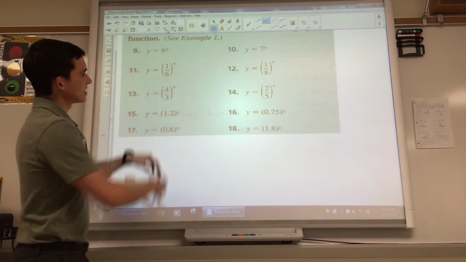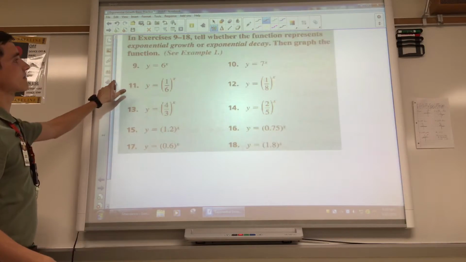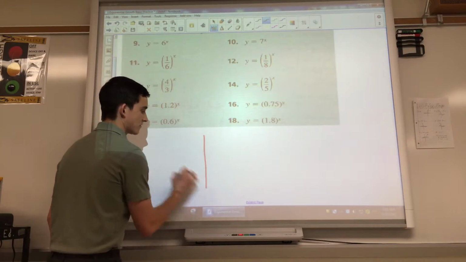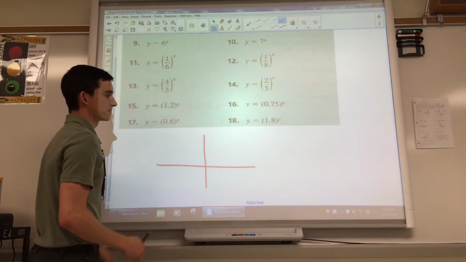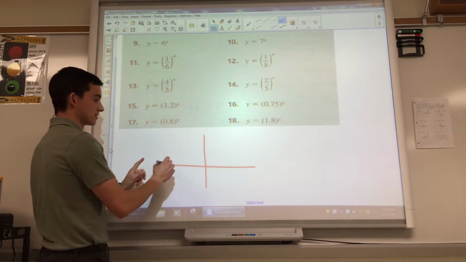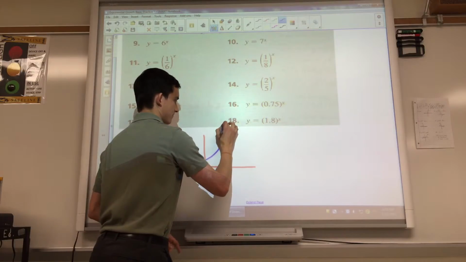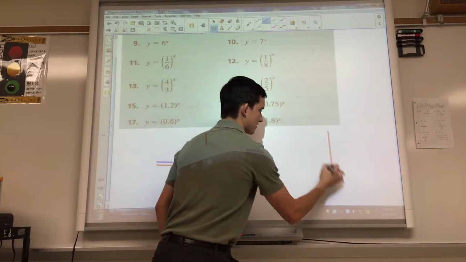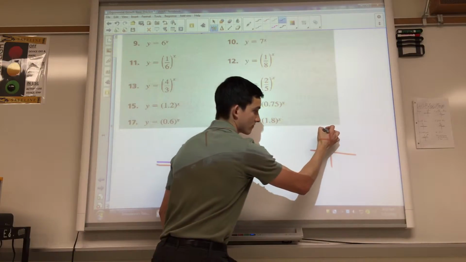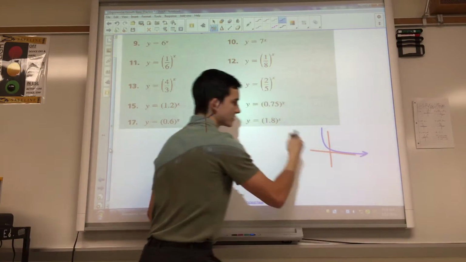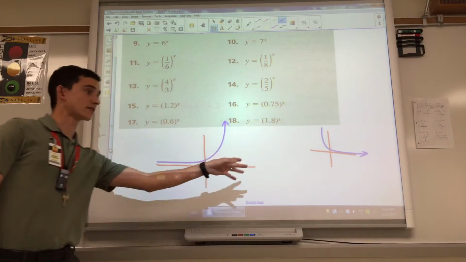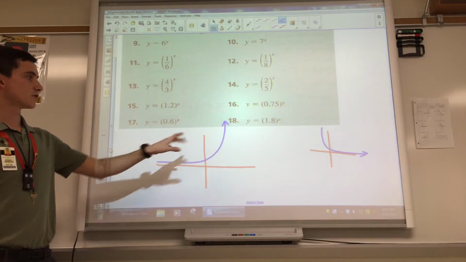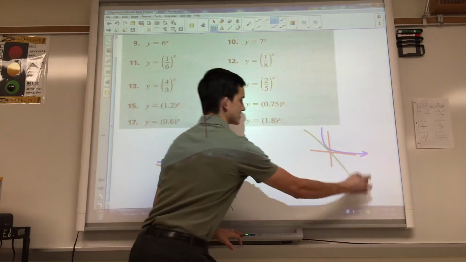Okay. Any questions on this section? Oh, and then it says graph the function. Okay, so remember I talked about all exponential functions, and this is all I'm looking for. I'm looking for a quick sketch. It's an exponential growth, so it's going to look like this. If it were exponential decay, it would look like this. And it would decrease as x gets bigger, right? And increase as x gets smaller.